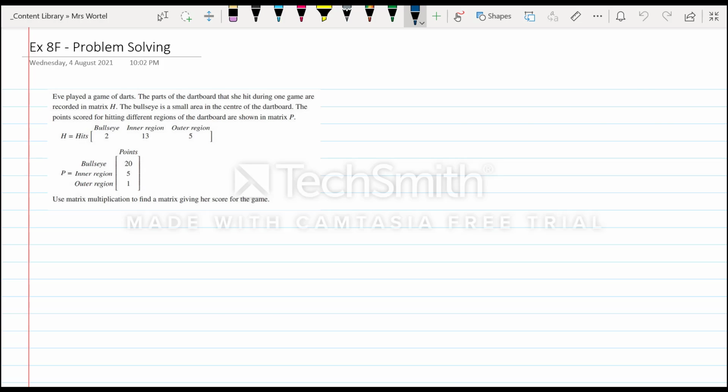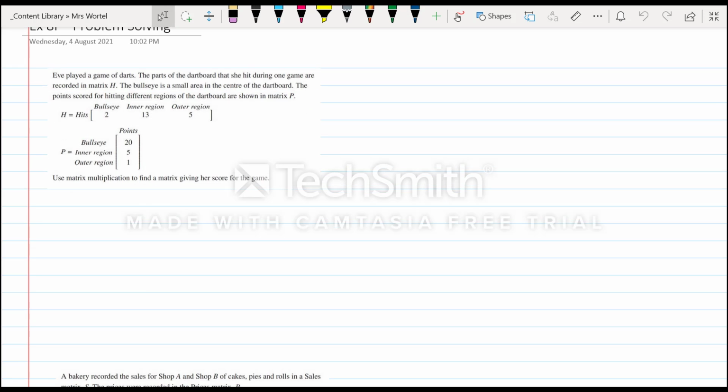So the first one here, Eve played a game of darts. The parts of the dartboard that she hit during one game are recorded in matrix H. The bullseye is a small area in the center of a dartboard. We all know that. The points scored for hitting different regions of the dartboard are shown in matrix P. Use matrix multiplication to find a matrix giving her score for the final game.